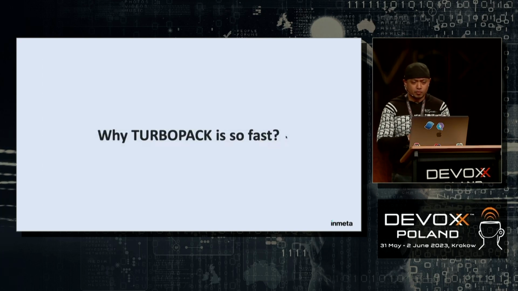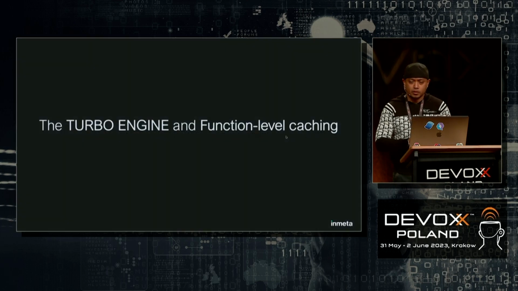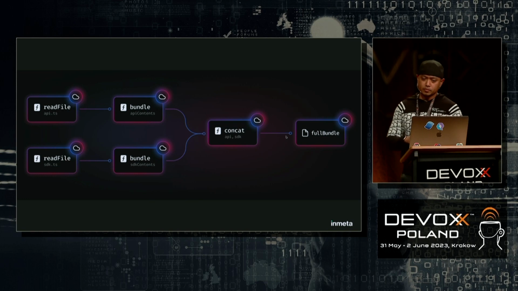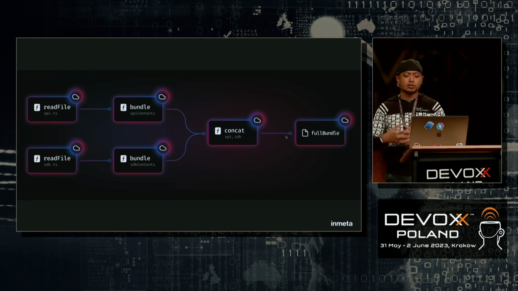So why is Turbopack so fast? Turbopack's impressive speed is attributed to its incremental computation engine. Let's take a look here. In a typical bundler, the process involves reading files, bundling them, concatenating them, and performing multiple tasks. However, Turbopack takes a different approach, keeping track of the inputs and outputs of each function.